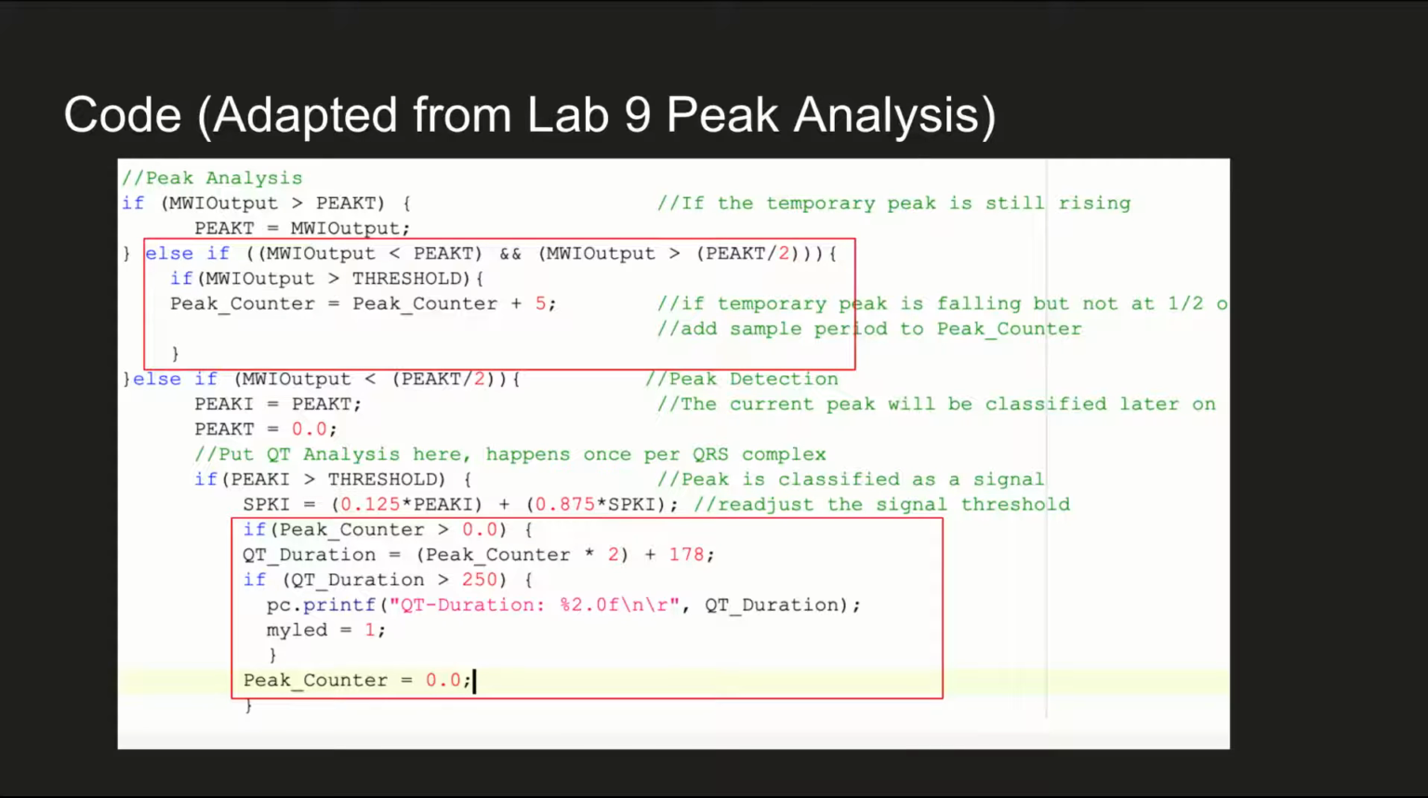And here's just the code that I used. It's adapted from the peak analysis from Lab 9. In this else if statement, this is just after a possible peak has been evaluated and before it reaches half of its value. I start the peak counter only if the MWI output is above the threshold that's calculated later on. So that ensures that I'm actually looking at a signal instead of noise. Then below, I just do the peak counter calculation. I set it to 0 after we do all these calculations, and I light up the LED.